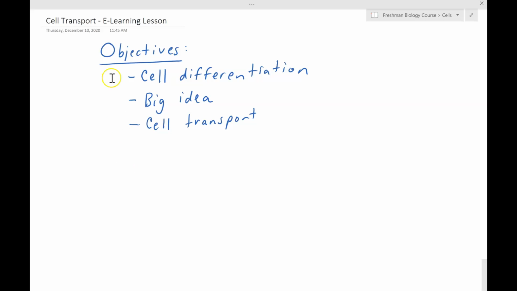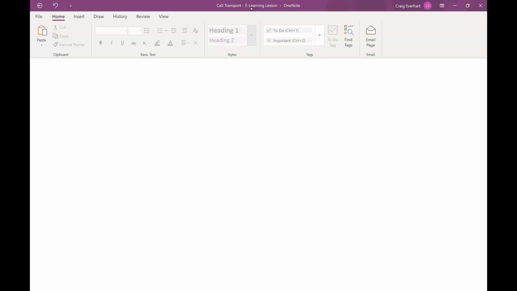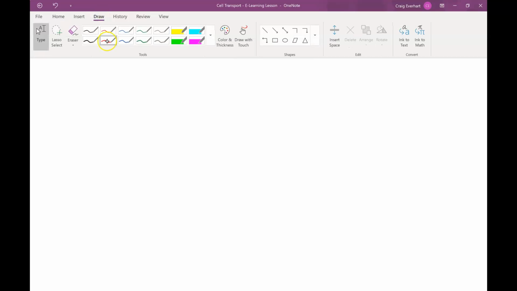Before we do dive into cell transport, I want to make sure that we have a good understanding of what you covered in the types of cells activity, where you went through and differentiated between eukaryotic cells and prokaryotic cells, and then plant and animal cells. So we have different cell types.